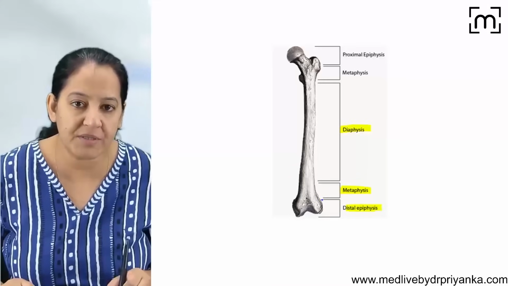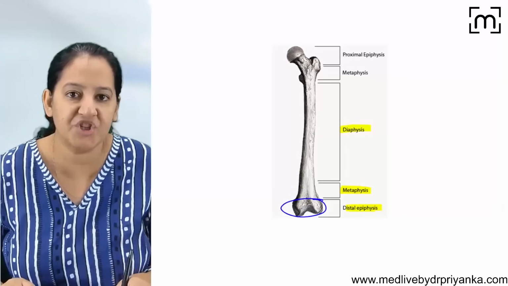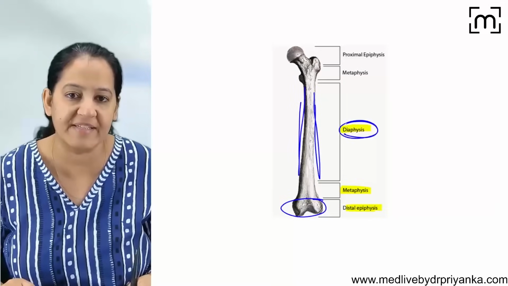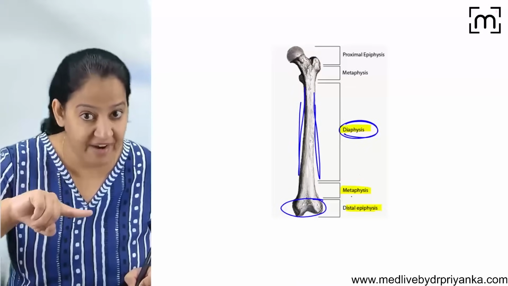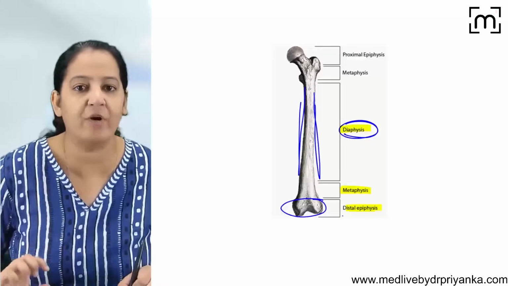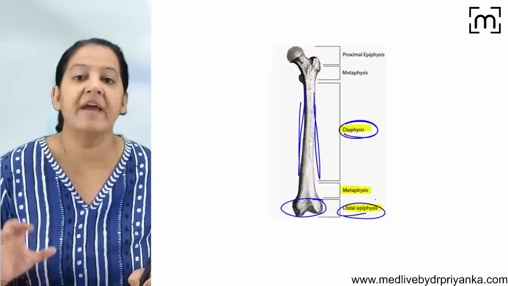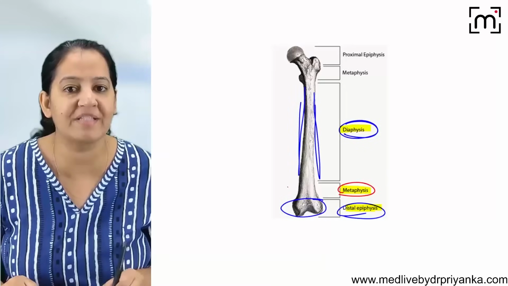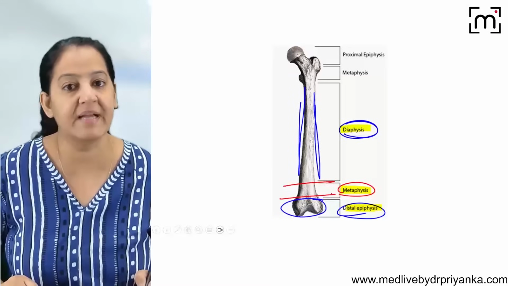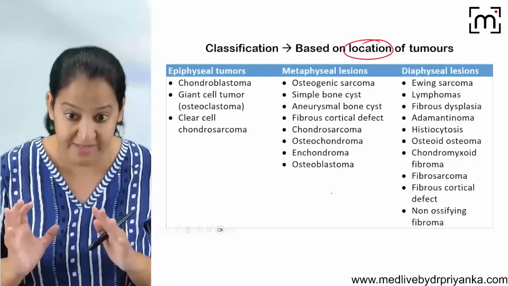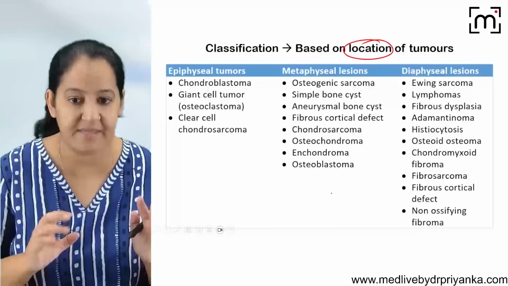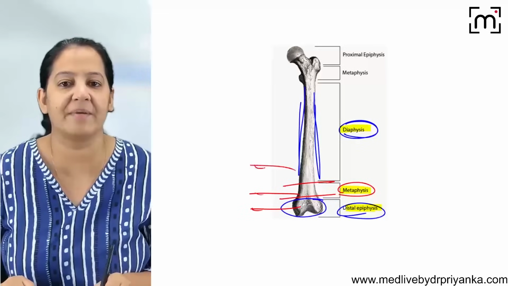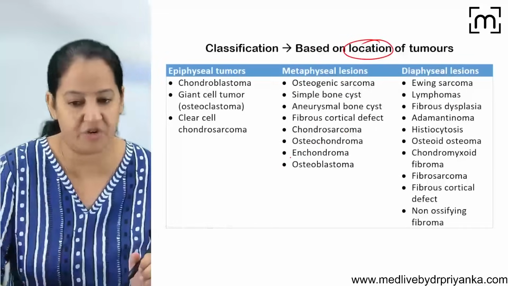You can see this portion is known as epiphysis. The shaft of the bone is known as diaphysis. Epiphysis is the end of the bone, the shaft of the bone is diaphysis, and the connection between epiphysis and diaphysis is known as metaphysis. So this portion is known as metaphysis. Which tumor arises from epiphysis, which from metaphysis, and which from diaphysis? Some tumors arise here, some here, some here, and based on this is the second classification of bone tumors.